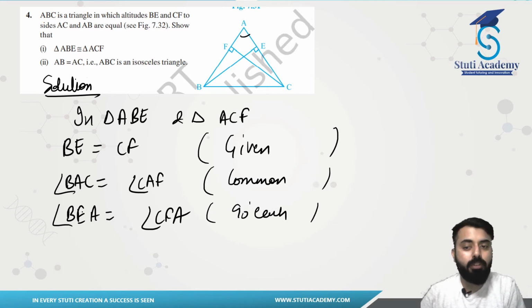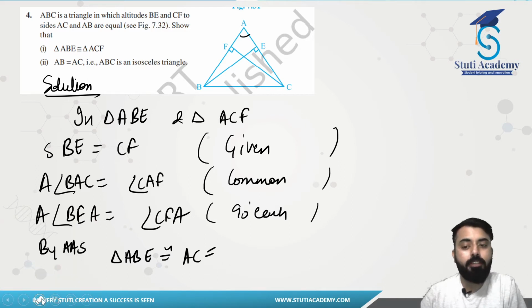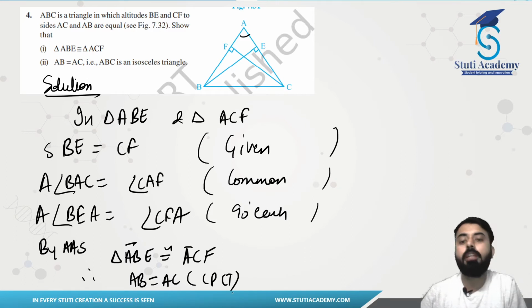So you guys see, if you use this, you have a side, you have an angle, you have an angle. So by angle side criteria, triangles ABE and ACF are congruent, right? Triangle ABE and triangle ACF congruent. Therefore, I can say AB is equal to AC because both of them are the part of the triangle, and they will be CPCT. That means congruent part of congruent triangles.